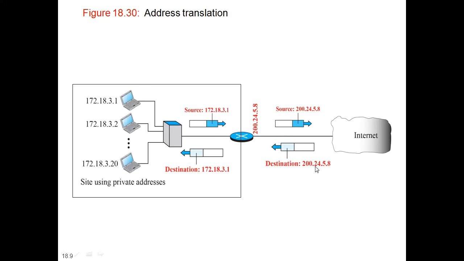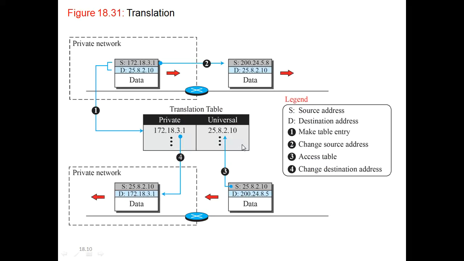This address is converted from the actual private address to the global address, that is 200.24.5.8. This is once again converted to the original, 172.18.3.1, with the help of this NAT box, network address translation. Let's go on. This is the translation. How exactly is the translation done in the communication? You can observe.